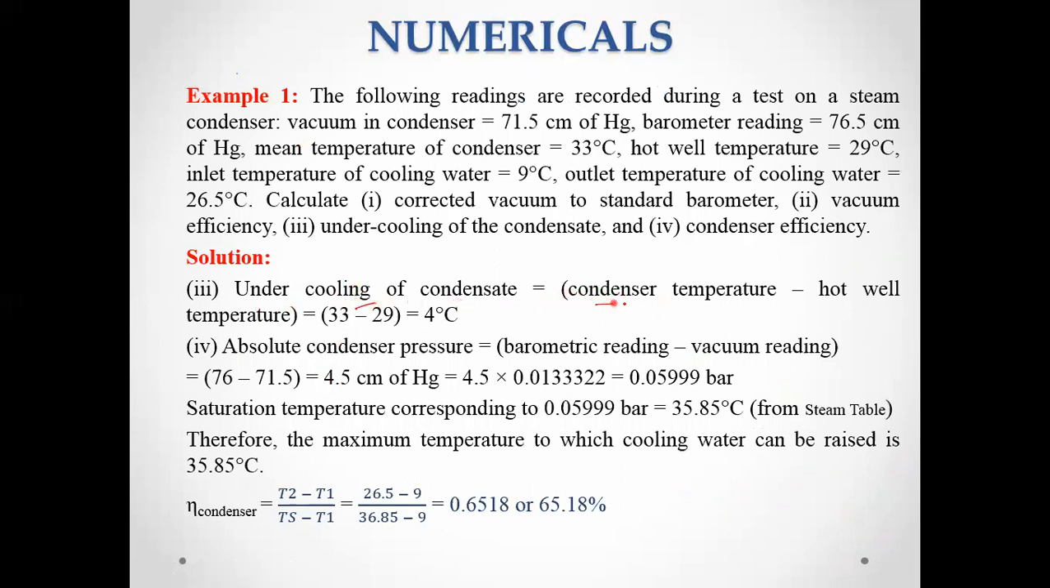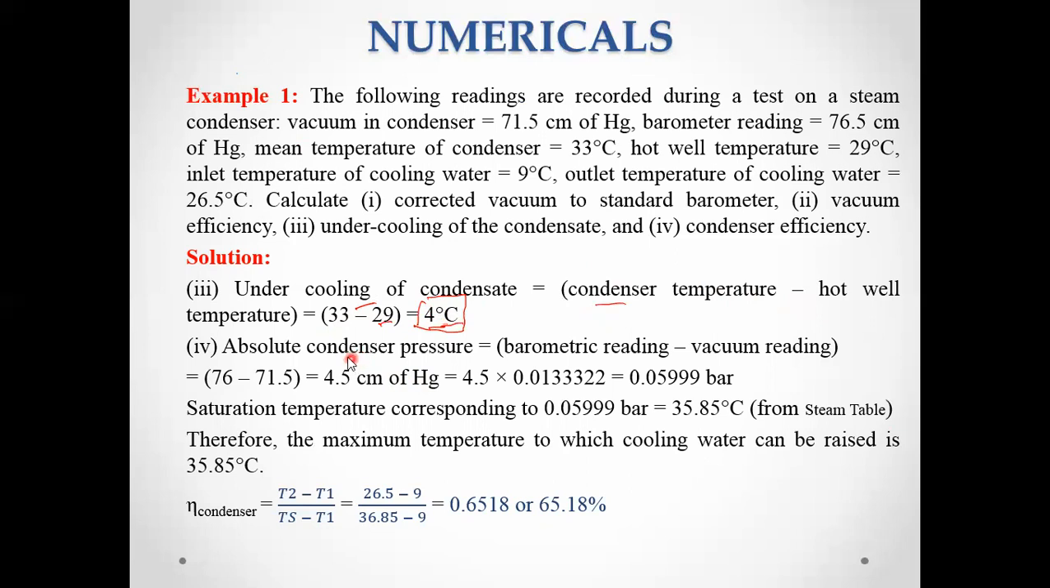Undercooling of condensate will be equal to condenser temperature minus hot well temperature. So this is the undercooling of the condensate. This much cooling is done, because the hot well is 29 degrees Celsius and the mean temperature of the condenser is 33 degrees Celsius. That means 4 degrees Celsius is the undercooling of condensate.